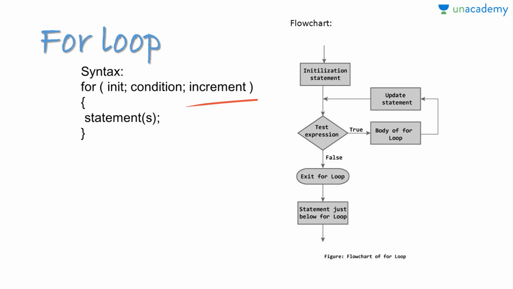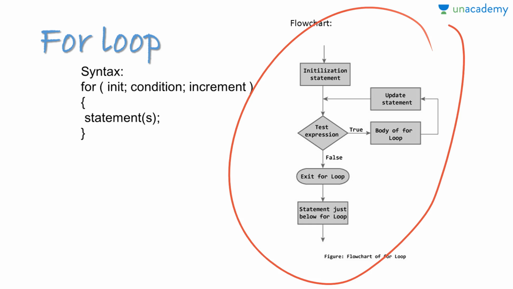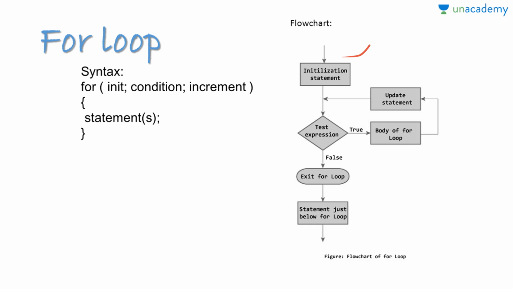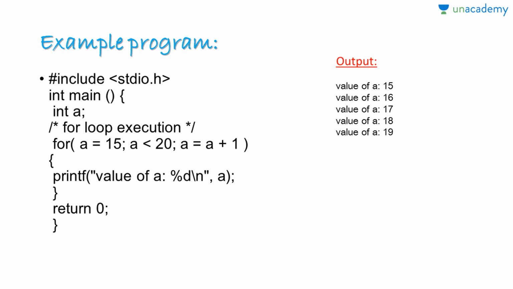So the for loop is commonly used when the number of iterations are known to us. So see, this is the flowchart for the for loop. Initialization statement, condition is checked. If it is true, body of loop is executed. Update expression is updated. Again come back to checking the condition. So the process keeps repeating. When the condition is false, it comes out of the for loop and the next first statement after the for loop is executed. Example program.